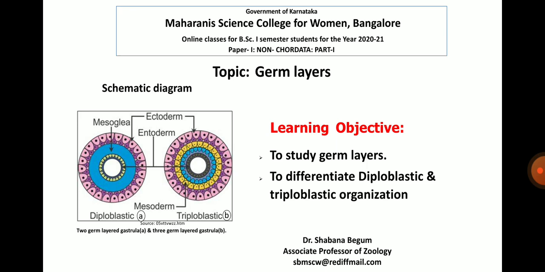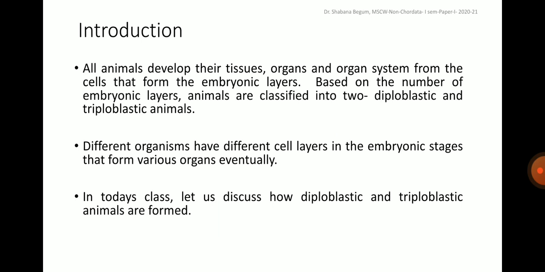The schematic diagram in this particular slide indicates the diploblastic and triploblastic condition in organisms. The introduction to this topic: all animals develop their tissues, organs and organ systems from the cells that form the embryonic layers. So, based on the number of embryonic layers, animals are classified into 2 that I just mentioned, that is the diploblastic and triploblastic animals. Different organisms have different cell layers in the embryonic stages that form various organs eventually.